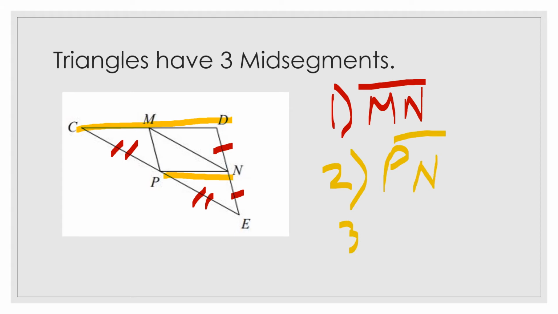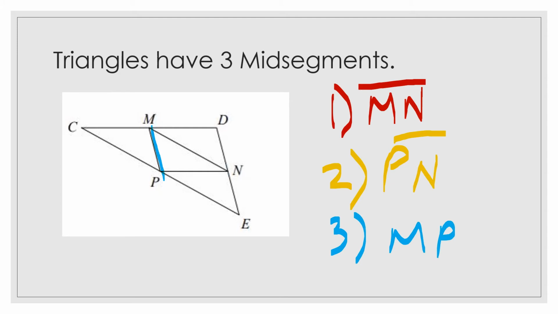The third midsegment is segment MP. Segment MP can be a midsegment so that CM is the same as MD and CP is equal to PE. The base that it's parallel to is segment DE. So therefore, all triangles have 3 midsegments.